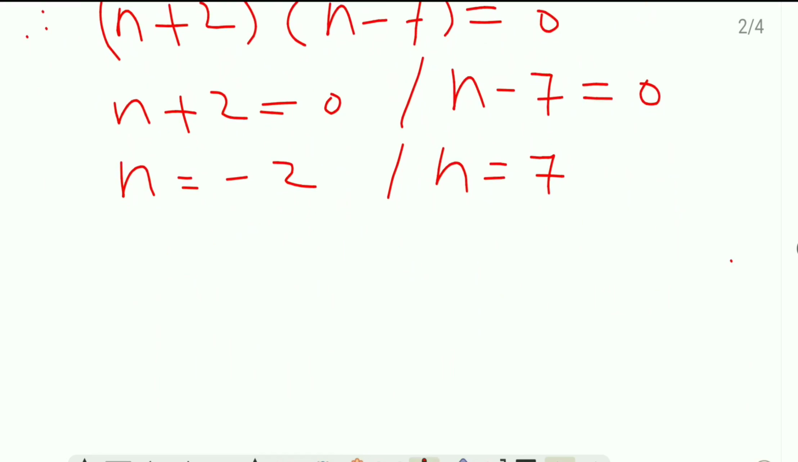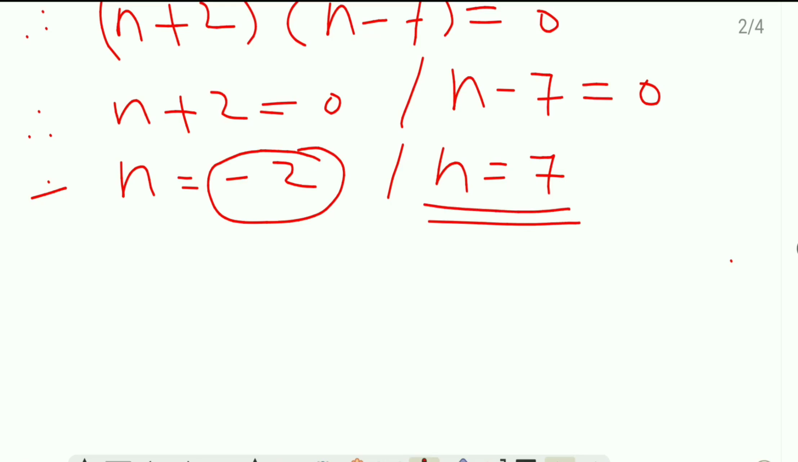Right? This one here, this value is not valid. Why? Because it is not a natural number. So I cannot take n is equal to minus 2. Right? So what do I need to take? n is equal to 7. I got the value of n. Now what do I need to find out? I need to find out a. So I will substitute this value of n in equation 1.